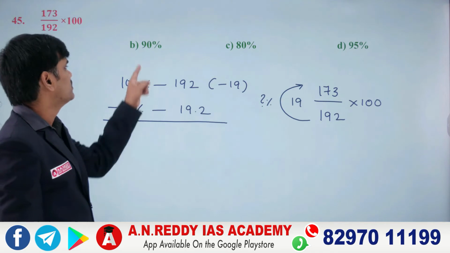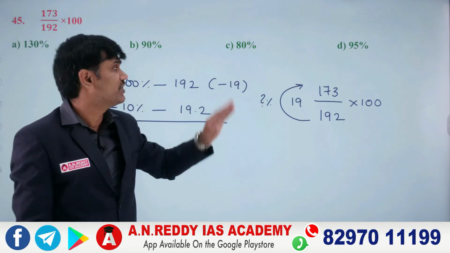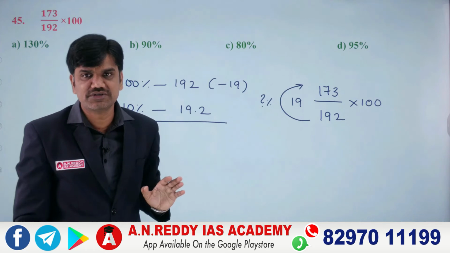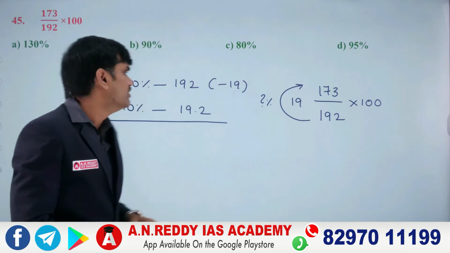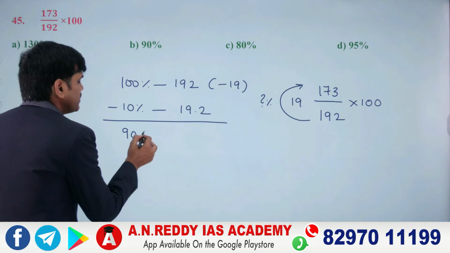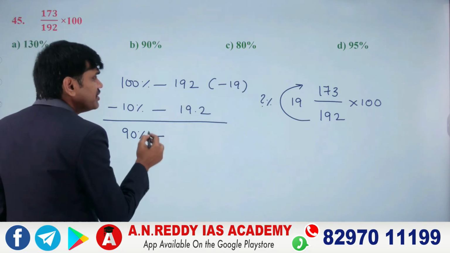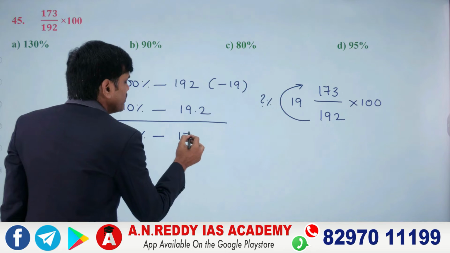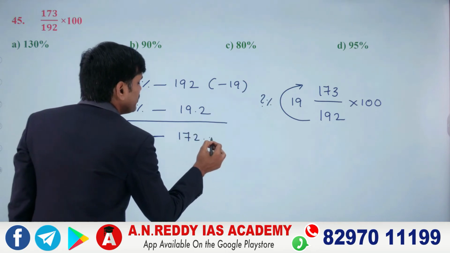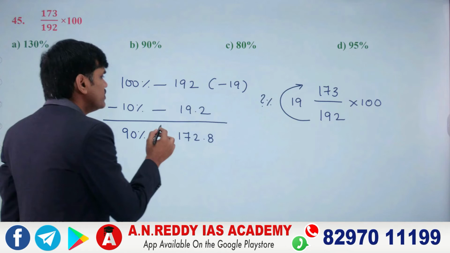There are two options here. 90% is there, 95 is also there. Some people may get a doubt, sir, why is the answer not 95%? Just want to clarify that. Now going ahead, if I remove 10%, that will give me how much? 90%. 90% will give you how much? From 192, if I remove 19.2, that will give me 172.8.